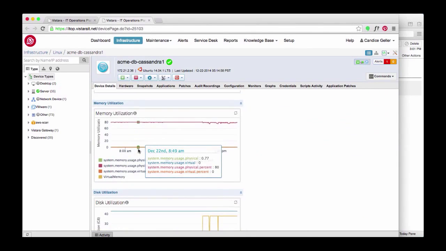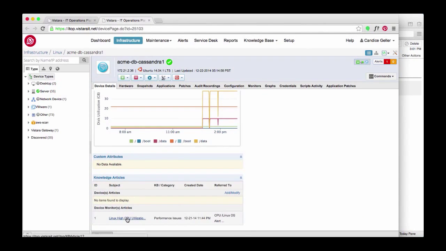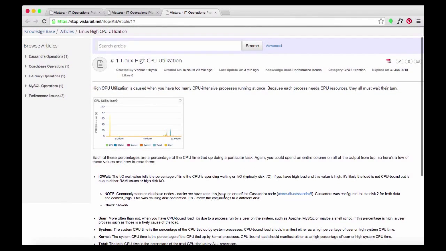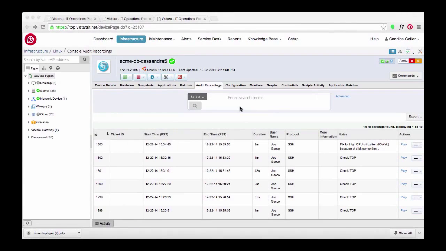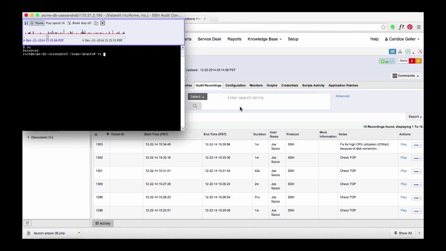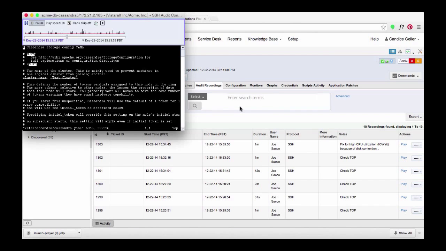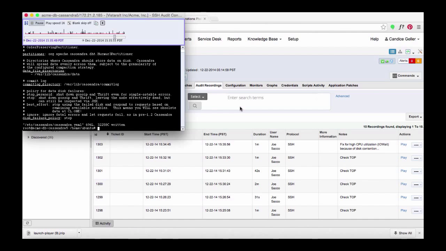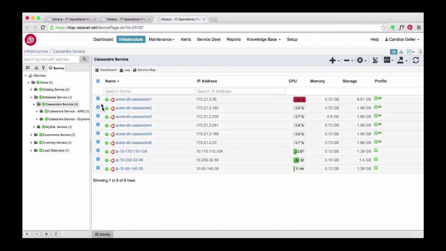She checks if there is a knowledge base article for troubleshooting a CPU utilization issue. A similar issue was resolved on another Cassandra node where the root cause was disk contention. She looks at the audit recording to see what her teammate Joe did. To reduce the disk contention, Joe changed the commit log directory to a disk that is not being used by the data directory. Candace realizes that Joe probably didn't fix the other nodes, including the one which caused this alert.